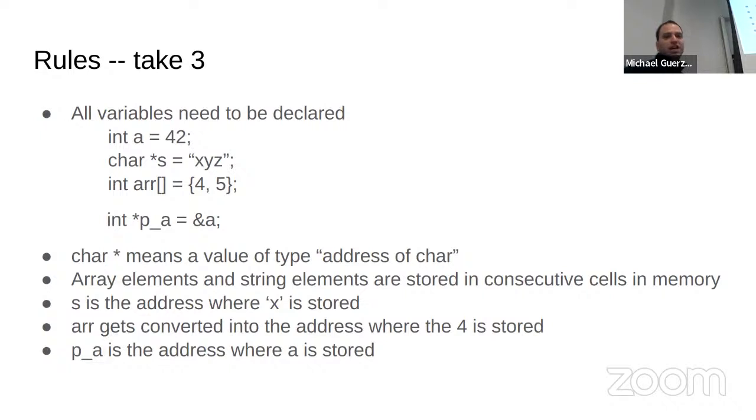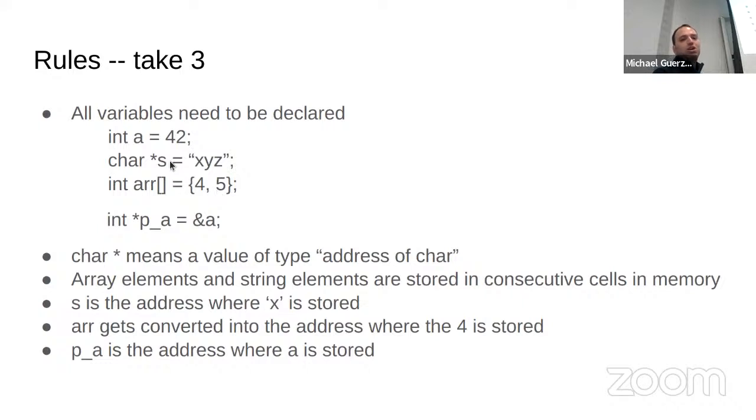So for example, you say A is an integer and S is a char star, and so on. Something like char star means address of char, and something like int star means address of int. So S is a number which happens to be the number of a cell in the memory table. PA is again a number that happens to be an address. We initialize PA with address of A, which means initially PA is going to contain the address that's assigned to variable A.